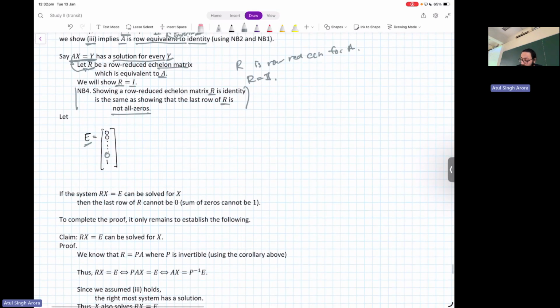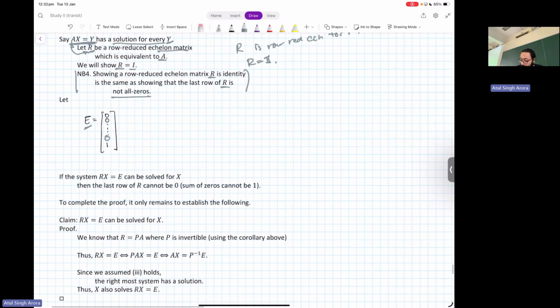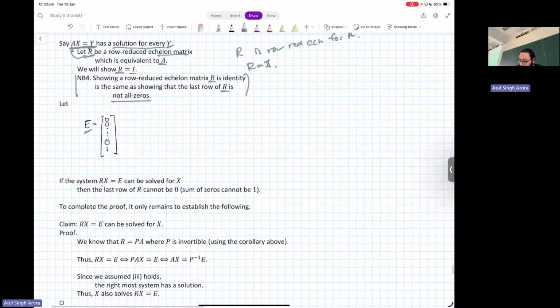Now, because we know that Ax equals y has a solution for every y, what that means is that Rx equal to E can be solved for x. Okay, so let me rephrase it. Suppose that Rx equals E can be solved for x. Then the last row of capital R cannot be 0.